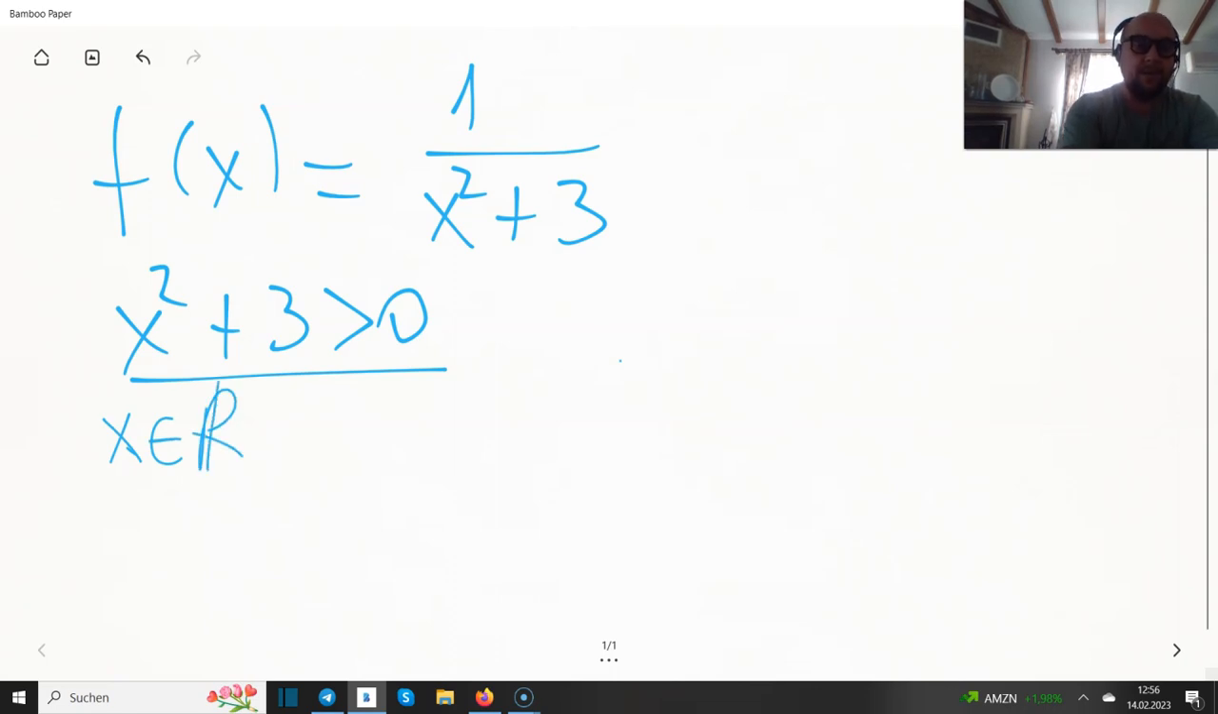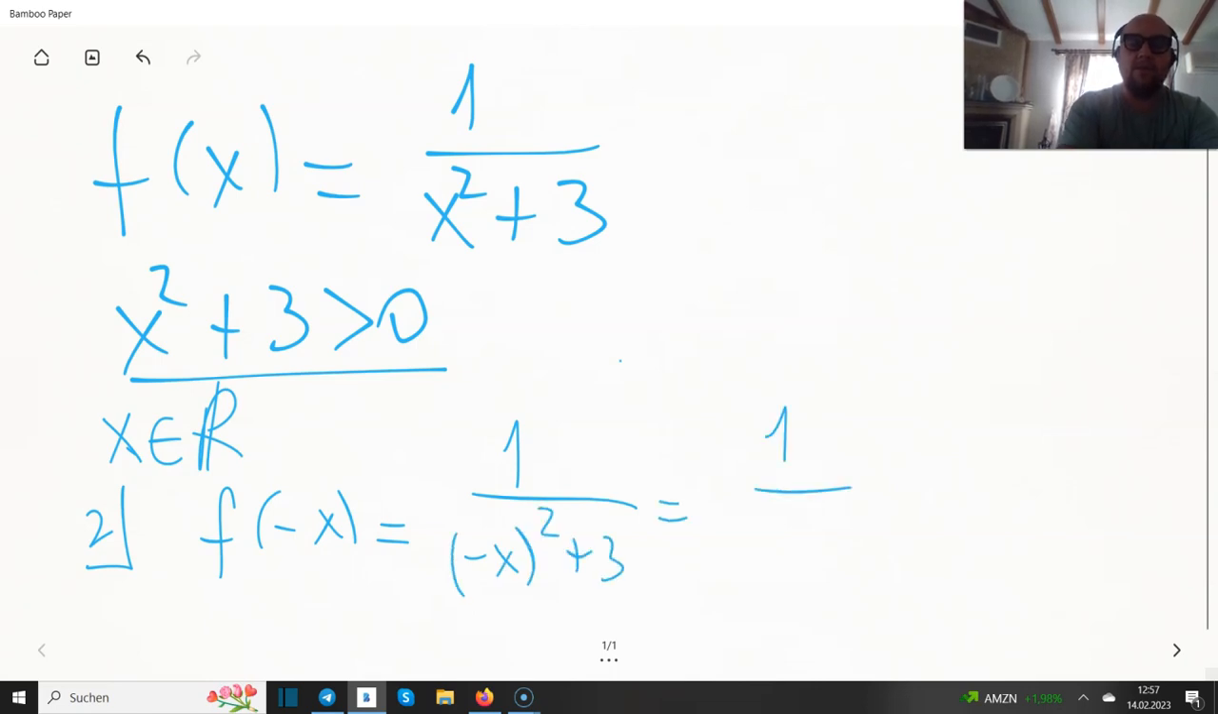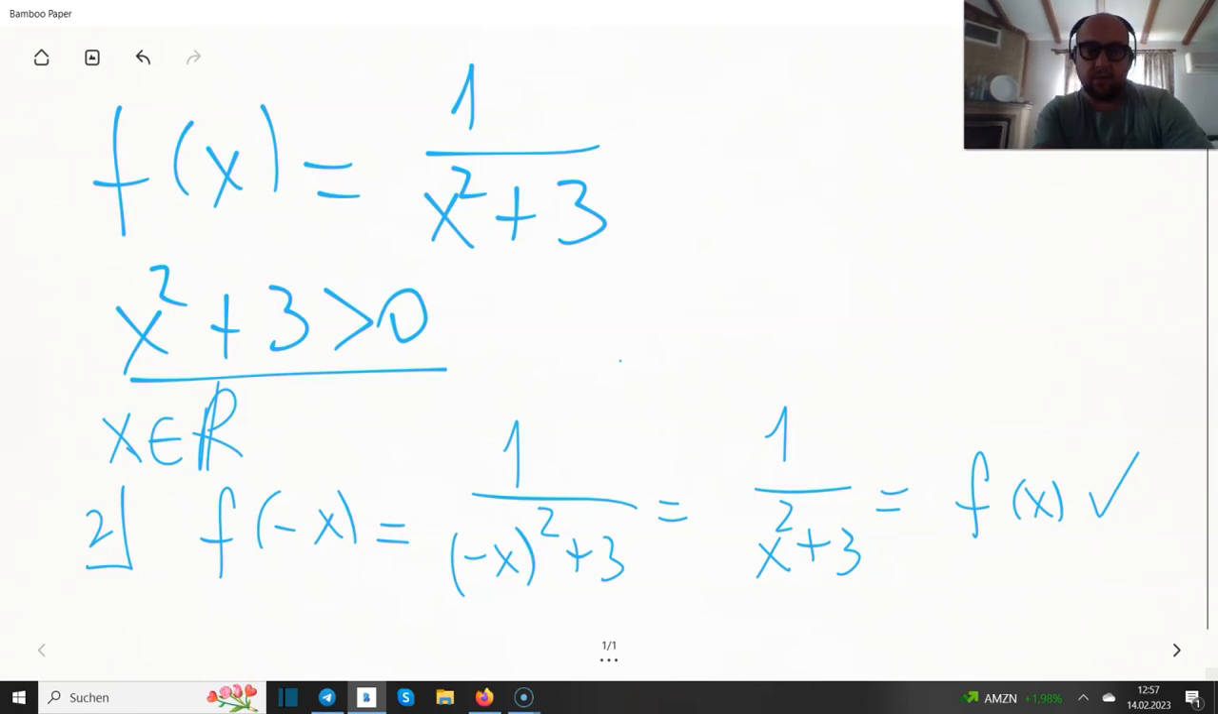Every real number. Number two, do we have a symmetry? Yes, we do. Obviously, f of minus x is 1 divided over minus x squared plus 3. This is just 1 divided over x squared plus 3, and this is f of x, so check. This is only one kind of symmetry that we're having here. Considering the y-axis, everything is fine.